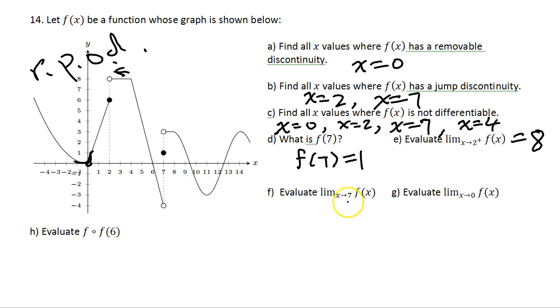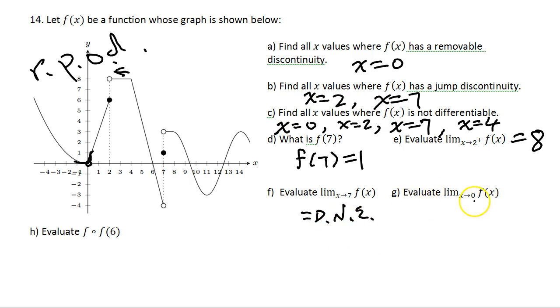Evaluate limit x going to 7. Well, if you come from the right, it'll be 3. If you come from the left, it'll be negative 4. But if you're just asking for the limit as x going to 7, we have to say it does not exist because the left limit and the right limit do not agree.